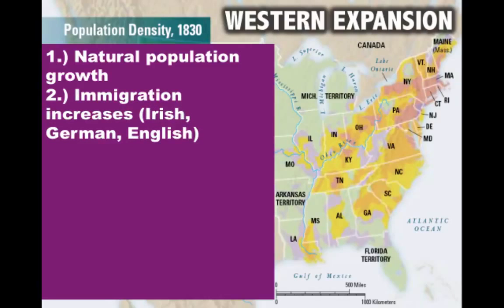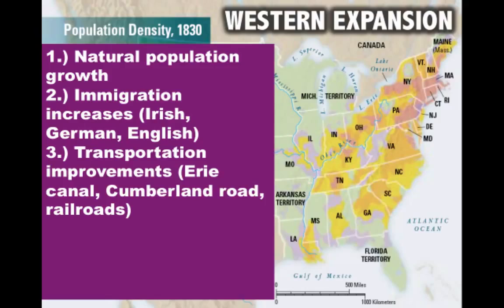You also have a huge amount of immigration coming, especially around 1830 and especially 1840. The number of immigrants increases, and the people who are coming are different. The number one group is the Irish, number two is the Germans, and then number three are English immigrants as well as others. Transportation improvements allow this western expansion to take place as well. We have this transportation revolution with canal building, the first national road, the Cumberland Road, and eventually, of course, the big one, railroads in the 1830s and 40s. So transportation improvements allow this western expansion.